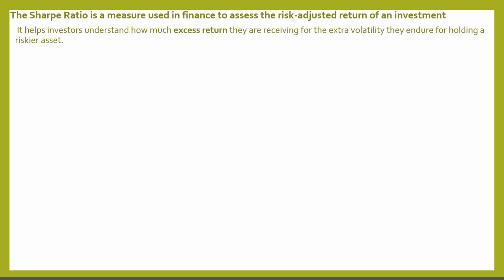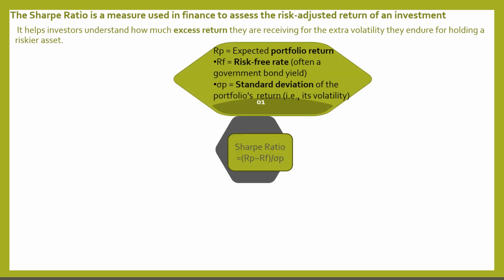The Sharpe ratio is a measure used in finance to assess the risk-adjusted return of an investment. It helps investors understand how much excess return they are receiving for the extra volatility they endure for holding a riskier asset. The formula for Sharpe ratio is the return of the portfolio minus risk-free return divided by the standard deviation of the portfolio.